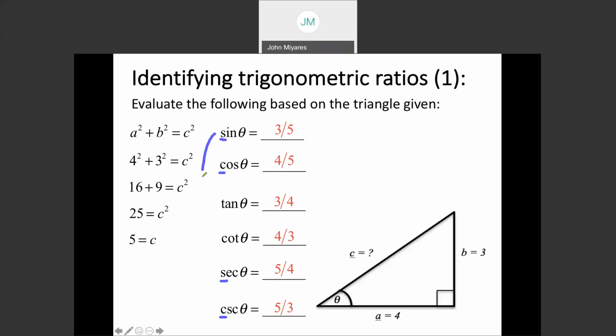Here I'm just going to show that as long as I put these in this order, sine, cosine, tangent, cotangent, secant, cosecant, I can match these trig ratios up like so, and the ones that match with each other are essentially mirror images of each other.